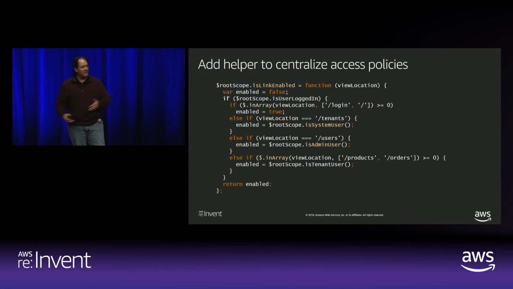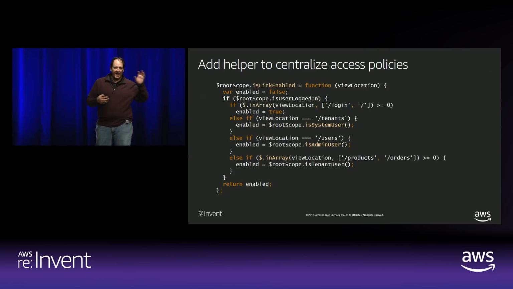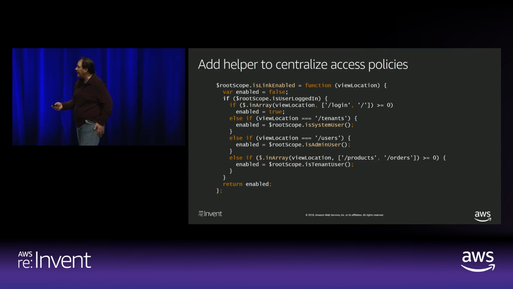Are you trying to get to tenants? Are you trying to get to products? Which pages of the app are you trying to get to? And this isLinkEnabled will essentially turn enabled true or false based on whether or not your role is allowed to see that page. So you'll see, like here, is system user. That goes out and looks at your role. Is admin user. Goes out and looks at your role and determines whether or not you can see that page.